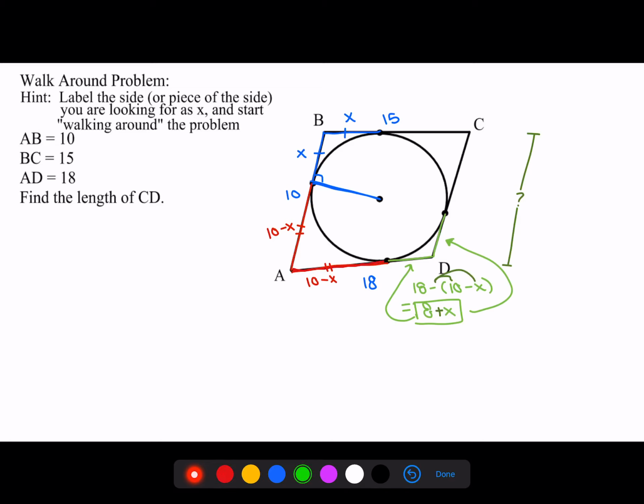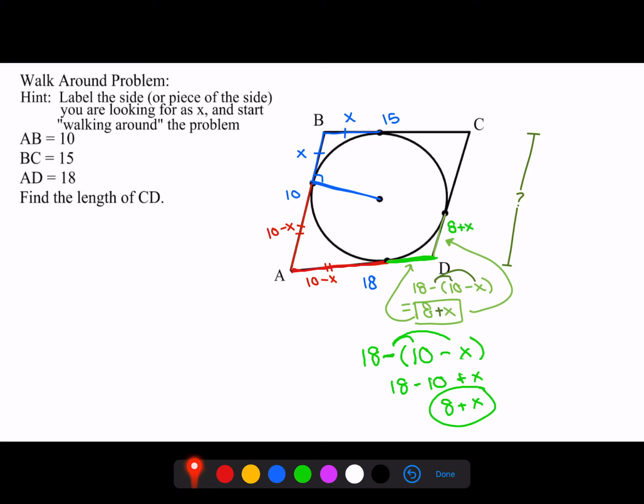From here, and here's the part that we need to think, this little section is what we're looking for, this green section. So the whole thing is 18. I'm subtracting the red part, 10 minus X. So 10 minus X. Now from here, I have this negative out front. I need to distribute that through the parentheses. If I don't distribute it, it's going to cause a mistake. And we get 18 minus 10 plus X. So this section is actually 8 plus X. So the green is 8 plus X.